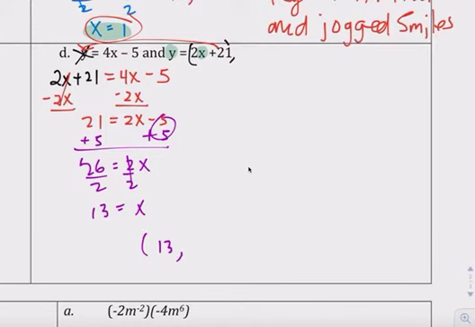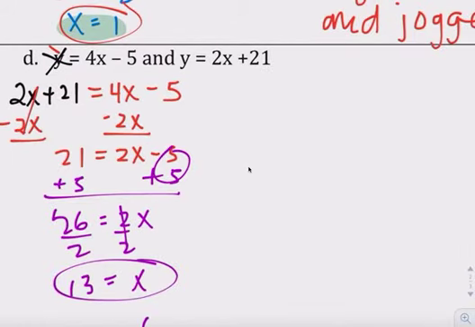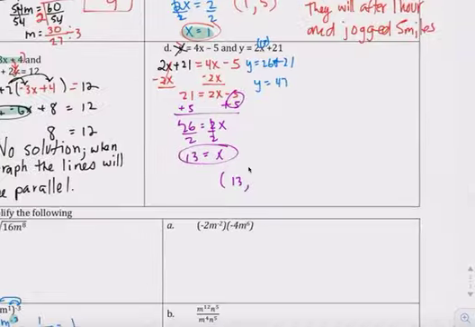x is 13, y... this is called one solution, right? So you need to find y. To find y, you need to substitute in x, right? Take your answer, put it in where this x is. So, 13 where x is right there. So it's basically 2 times 13, which is 26, plus 21. y is 47. So where will they intersect?